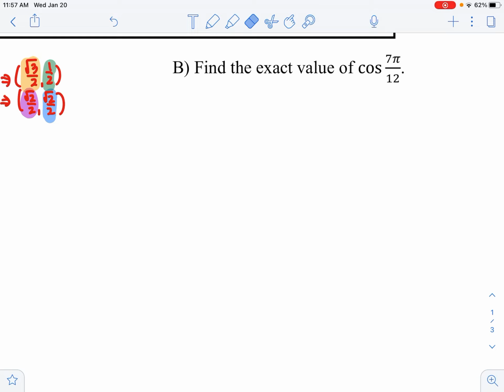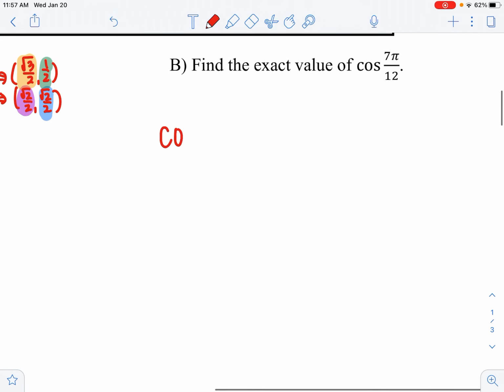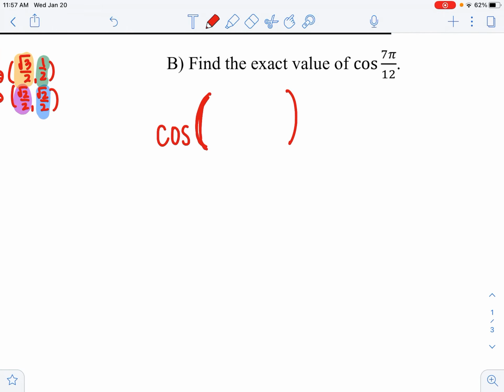radians. So some people find this a little bit more challenging. I don't think it's that challenging, okay? All right, so I don't know the cosine of 7 pi over 12. So what I want to do is change it to two angles from the unit circle that I know, that when I add or subtract them, I get 7 pi over 12. So I know my common denominator is 12.